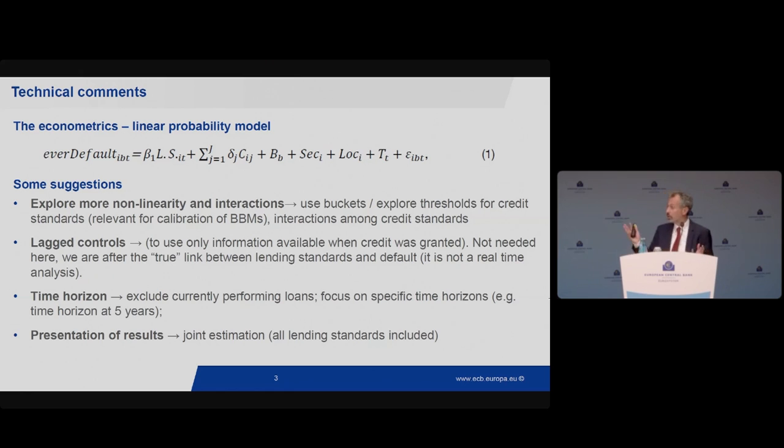You saw already the equation, that is the econometrics, the linear probability model. There is the default indicator when a company defaults on an exposure to a bank. And this is explained by the lending standards, controls that are firm and exposure specific, and then the fixed effects by bank, sector, location, and time. Now, I must say that here the devil is really in the details, because there are a lot of things that you need to do to construct these variables, and the paper is really clear.